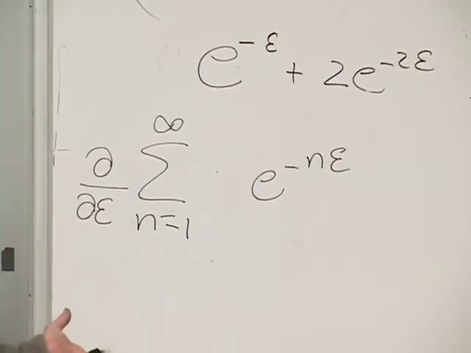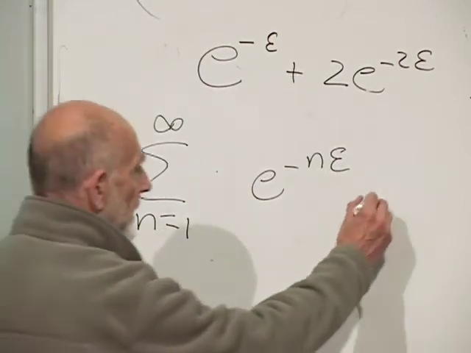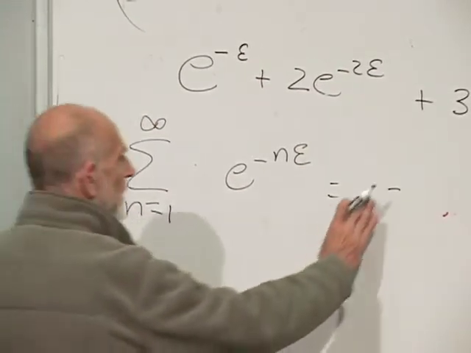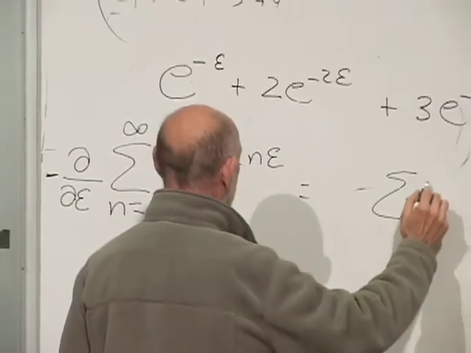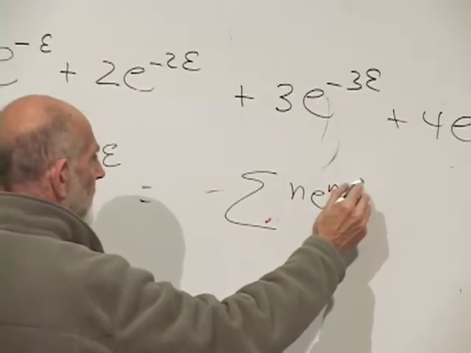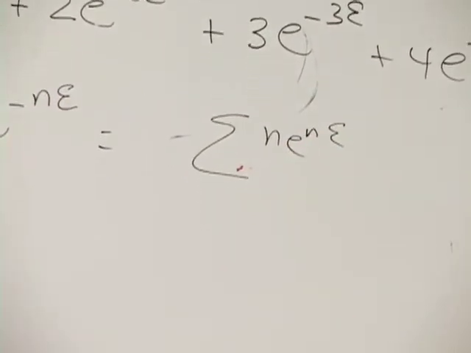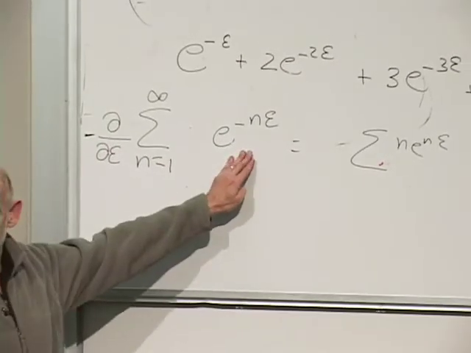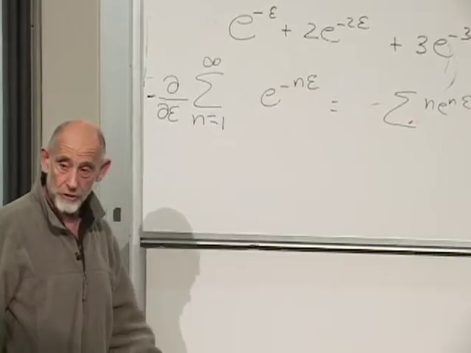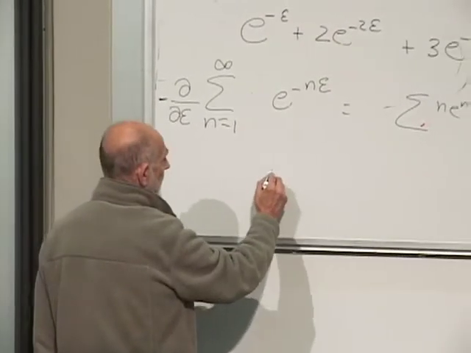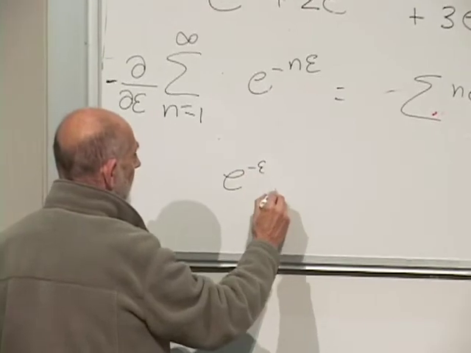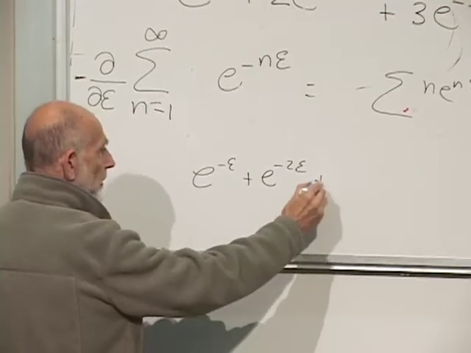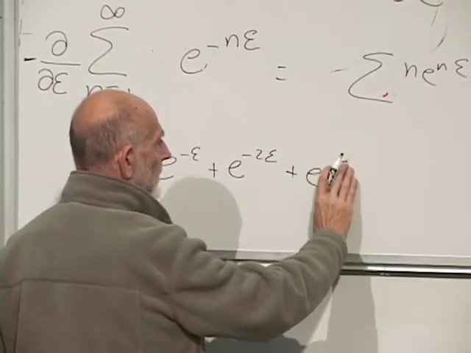What does the derivative with respect to epsilon give? It brings down minus n. So in other words, we really want to put a minus sign here. This is equal to the original sum we were interested in, n e to the minus n epsilon. Okay, that's the first step. Next step is to observe that we can add the series up. This whole series is a geometric series. It has an e to the minus epsilon plus an e to the minus 2 epsilon plus an e to the minus 3 epsilon.